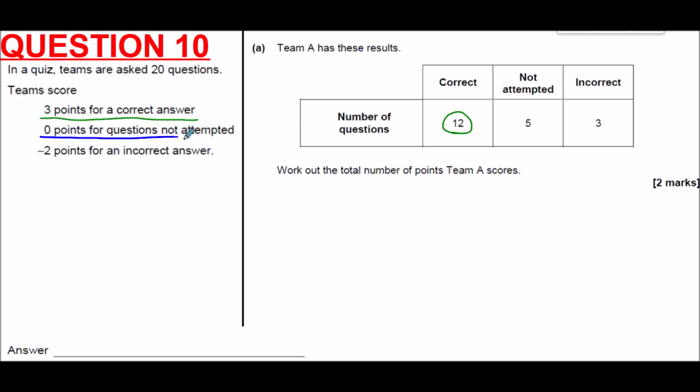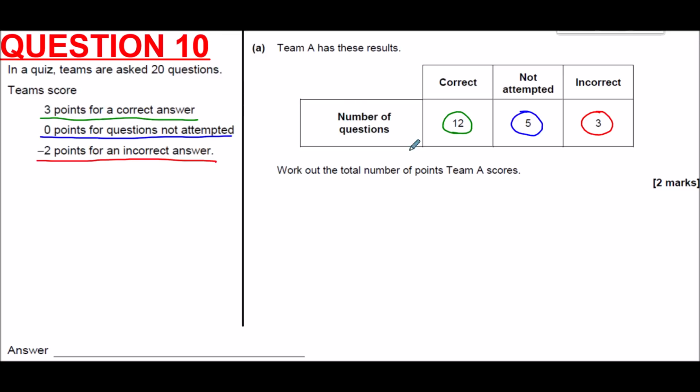So I'll just underline this in blue. And finally, if you get a question wrong, 2 points are taken away. So minus 2 points for an incorrect answer. We need to work out the total number of points that Team A scores. As long as we stick to what we know, this won't be too bad.